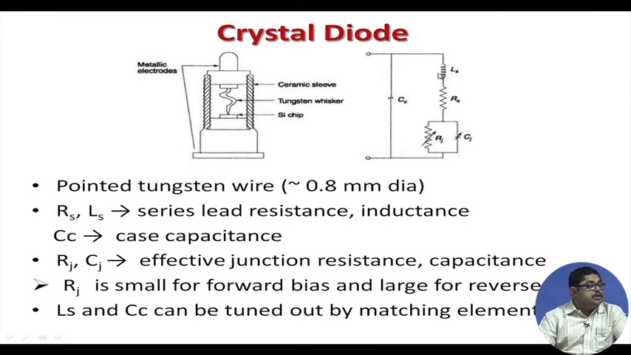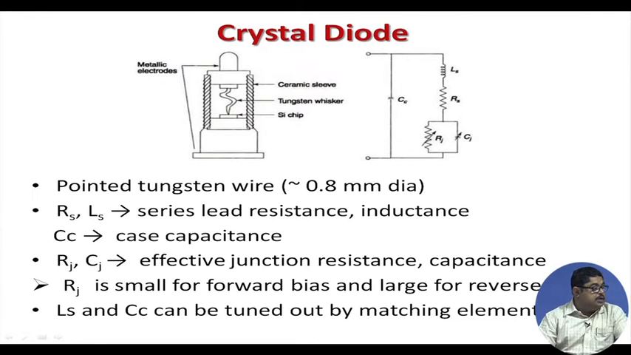So, the leads etcetera of the diode, they give this Ls and Rs, but basically this is the diode, any semiconductor junction. So, you have a resistance there in the junction, also you have the capacitance, because in the junction there is a gap created. So, that is why Rj and Cj, and Rj is small for forward bias, that is the diode, and large for reverse bias.